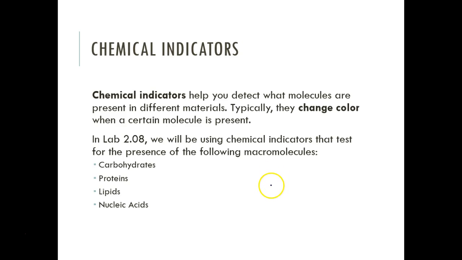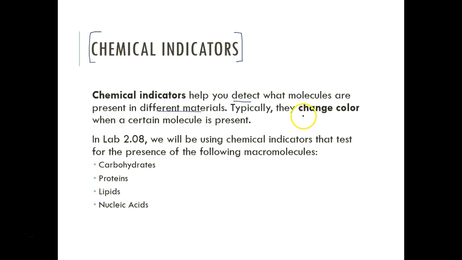So let me give you some background information to make sure that you understand the concepts behind the lab. In this lab, we'll be working with chemical indicators. Chemical indicators help you detect what molecules are present in different materials. We're going to be using these chemical indicators to test what types of macromolecules are present in certain solutions.